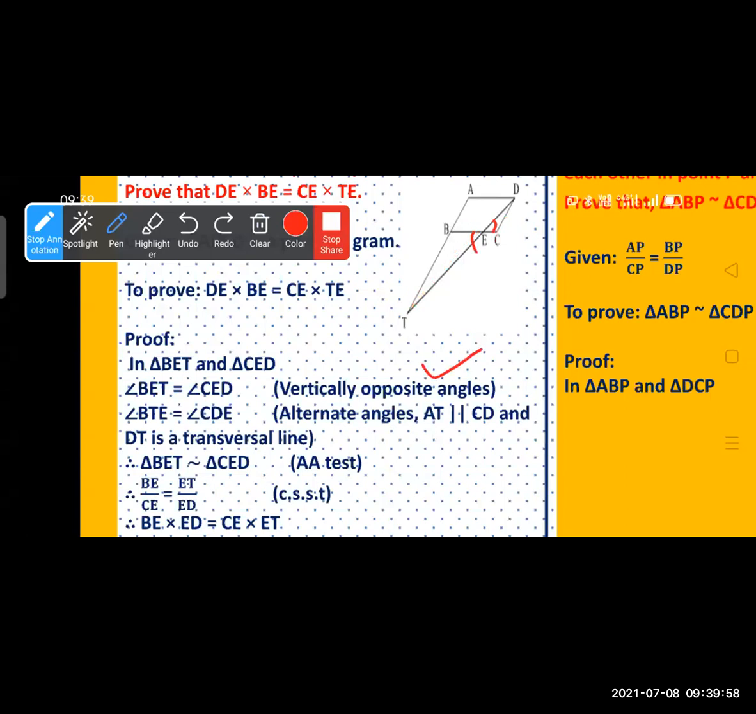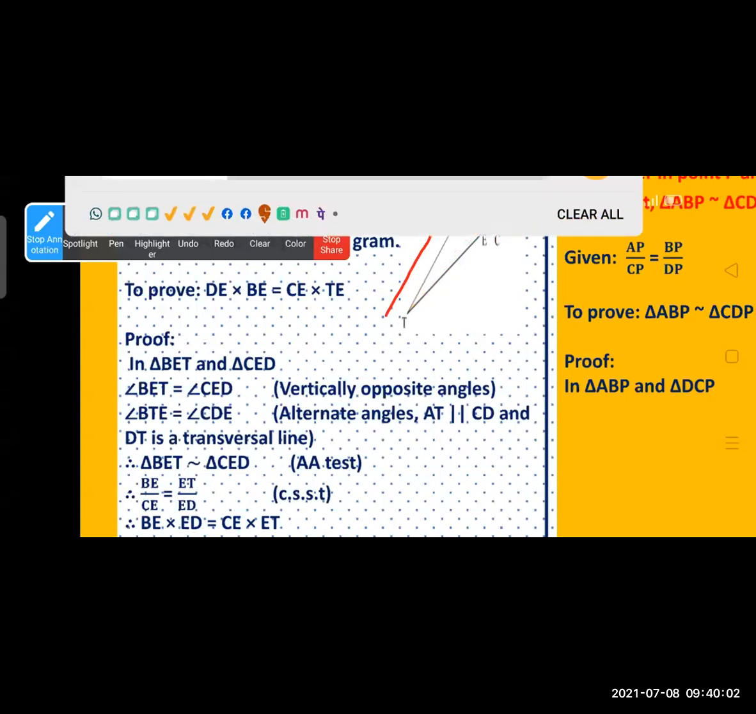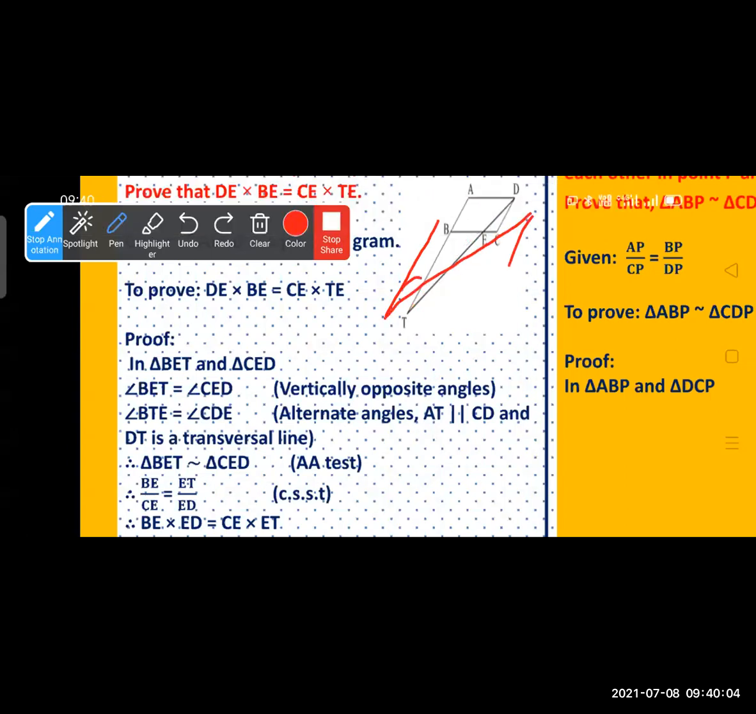The second condition we apply: two lines are parallel and this one is transversal. So this angle is congruent to this. That means alternate angle. So two conditions are given. Then we write these two triangles are similar by AA test. Then we take their ratio. BE by CE is equal to ET by ED. And then cross multiply it. So you will get your proof. Okay, beta? Is it okay now? Thank you.